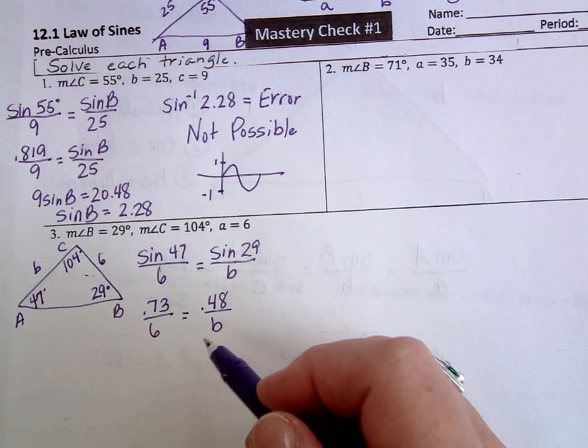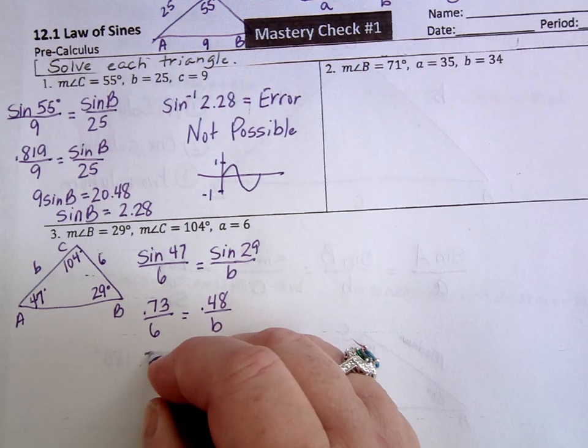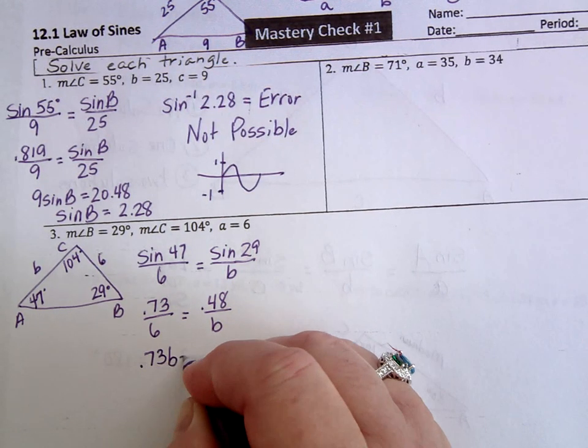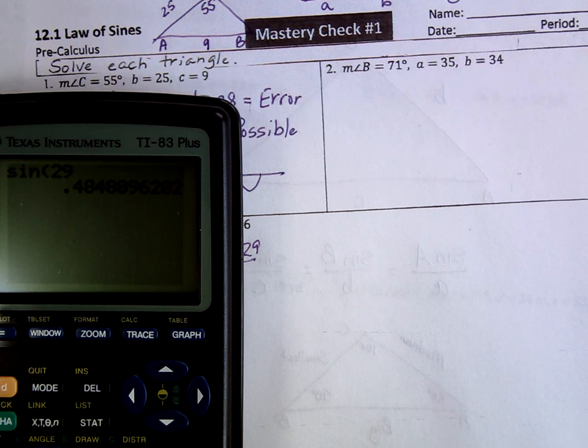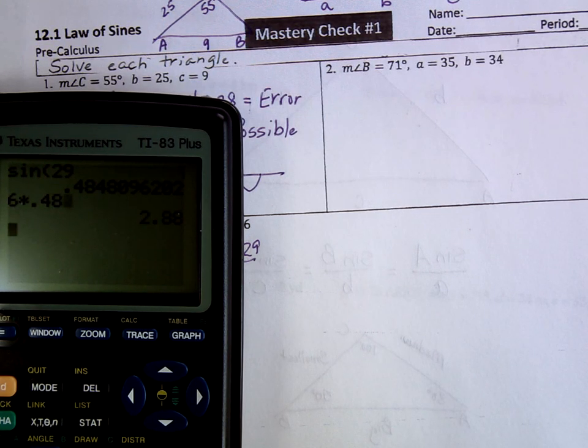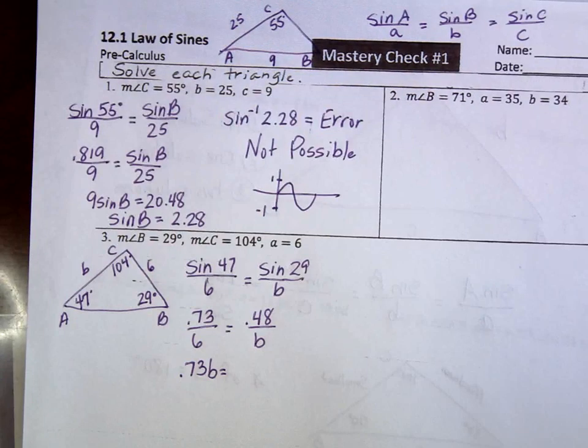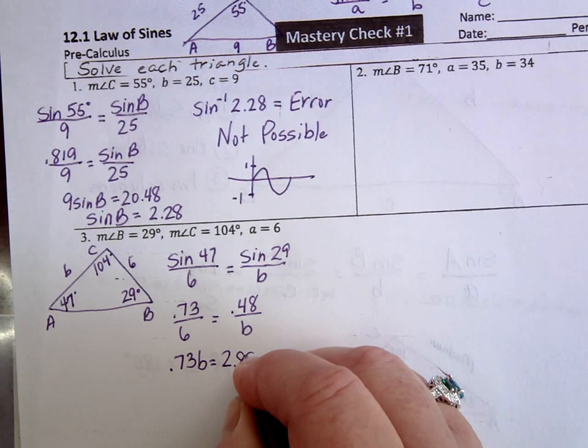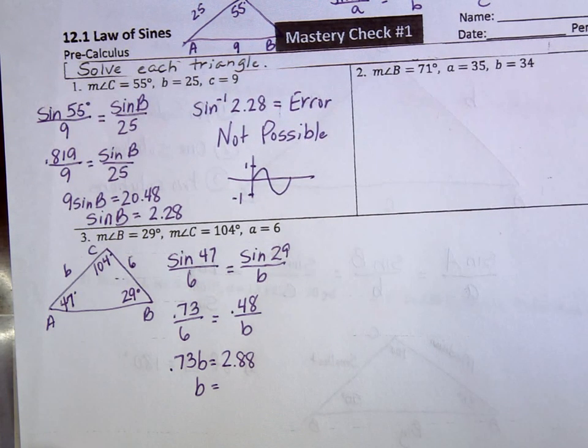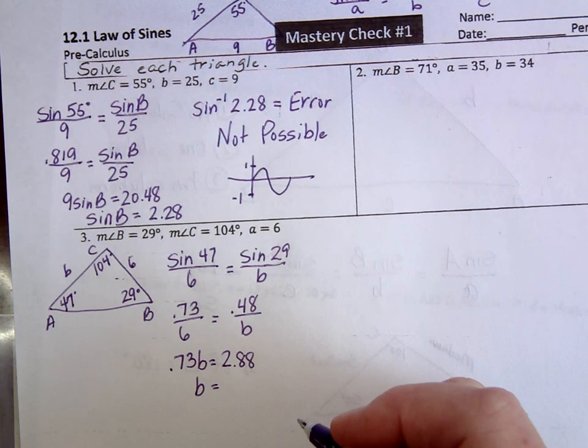So I cross multiply 0.73b equals 6 times 0.48. I get 2.88. And then I divide. So when I divide that, my final answer comes out to be 3.98.